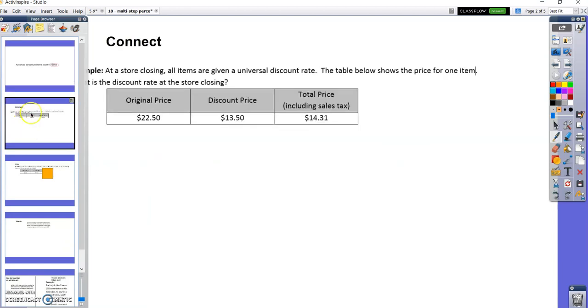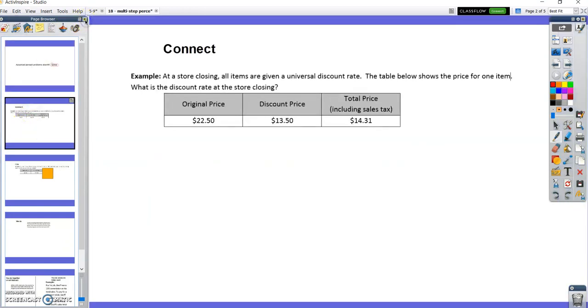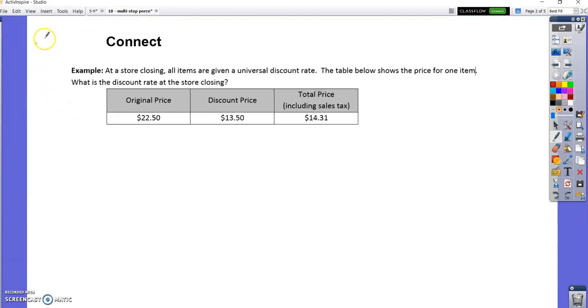So we've been solving the same problems for a few days. I like to use the same problems a lot of times, and I want to get rid of this part. We didn't need that. Solving the same problems with different strategies is helpful. So we've looked at solving this so far with tape diagrams.